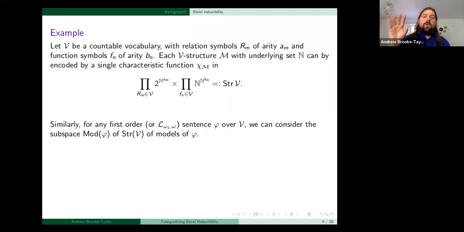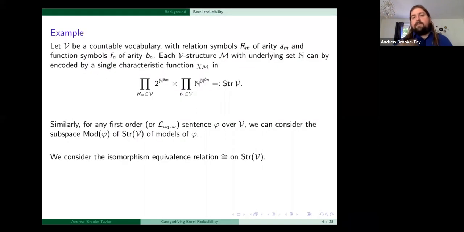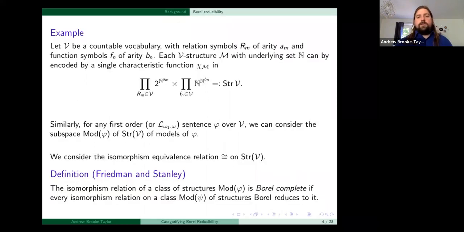So once you've got all V structures, well, then you can consider some first order sentence phi, and you can consider the subspace of all models of phi. Okay. And then we consider the isomorphism equivalence relation on those structures. And so this is a nice class of mathematical objects, these structures for V, or these models for phi, up to isomorphism.